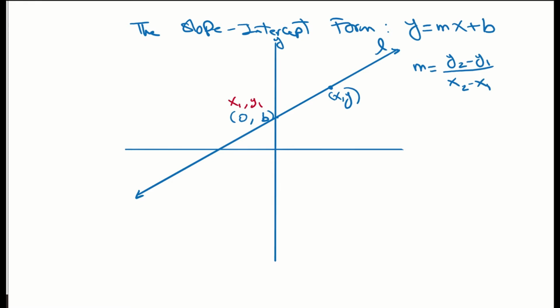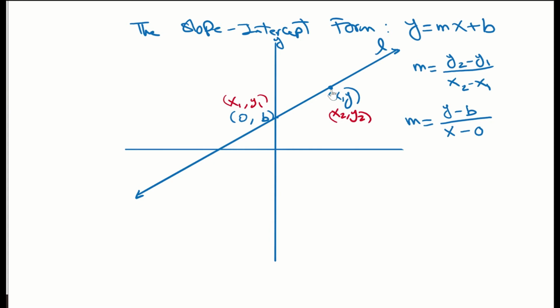And we'll consider this point to represent x2, y2, right? So now we can basically find the slope using the formula. So y2 is y, y1 is b. So we get y minus b over x2 is x itself, and x1 is 0.